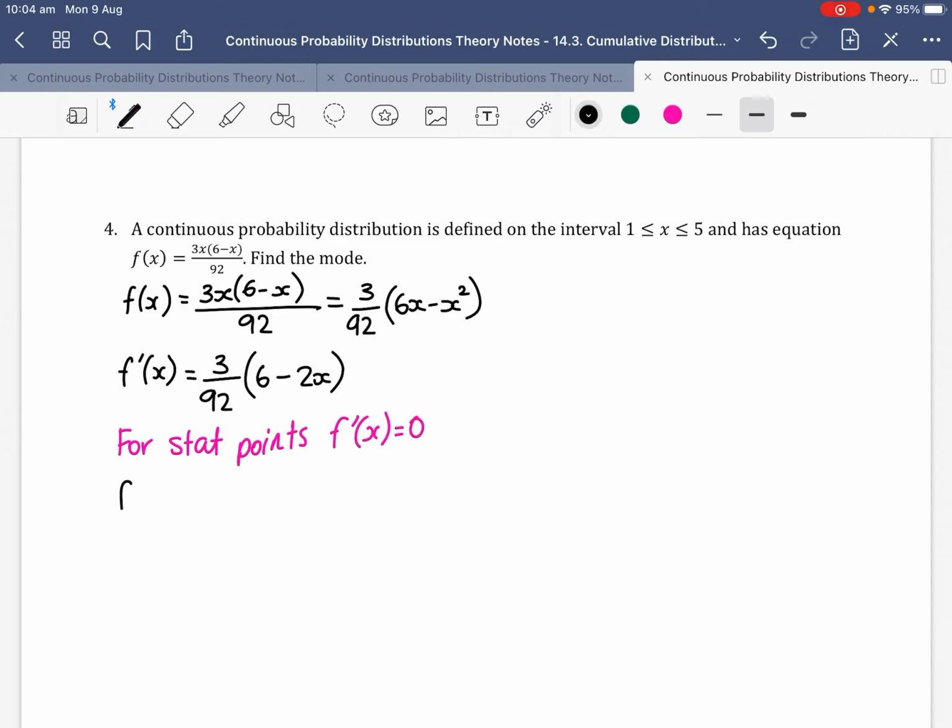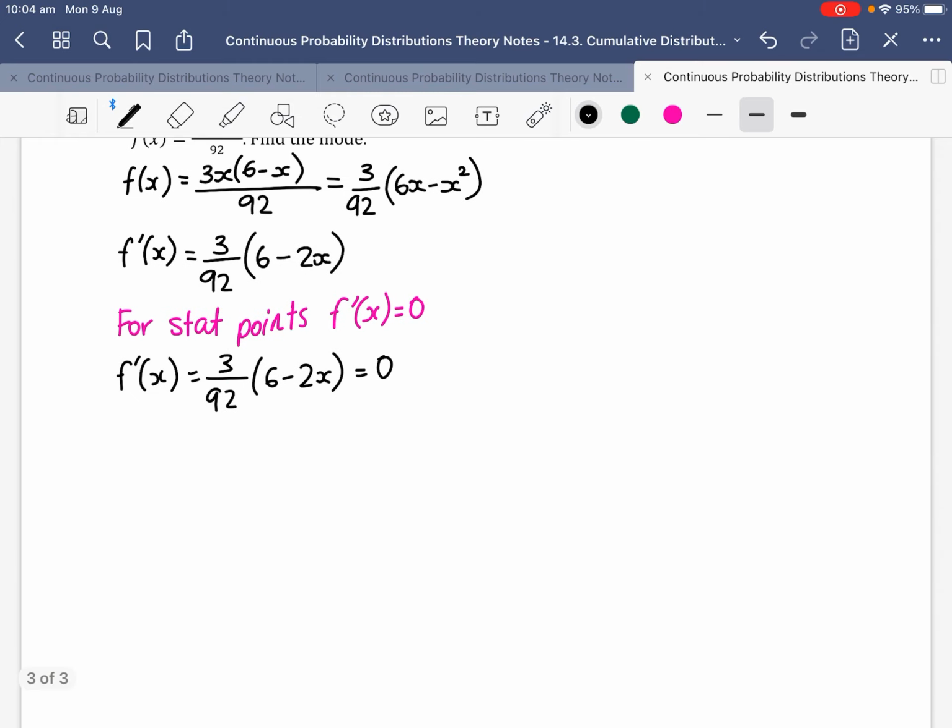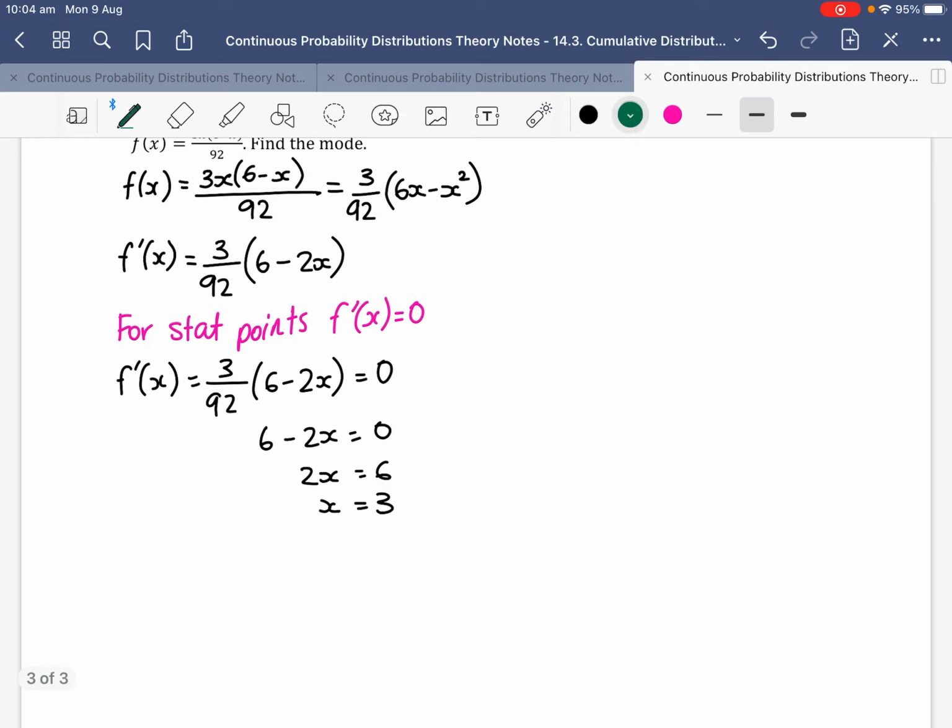Okay, so this is bringing back some of our calculus knowledge and integrating the topics together. When we let this equal 0, we multiply the 3 over 92 to the other side. So we get 6 minus 2x equals 0. So we'll have 2x equals 6, x equals 3. And we have to check whether x equals 3 lies in the domain. As x equals 3 lies in the domain, it is a possible maximum.